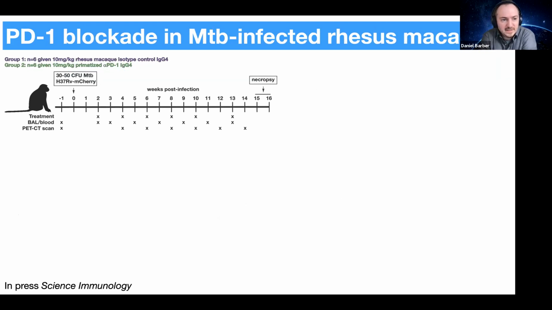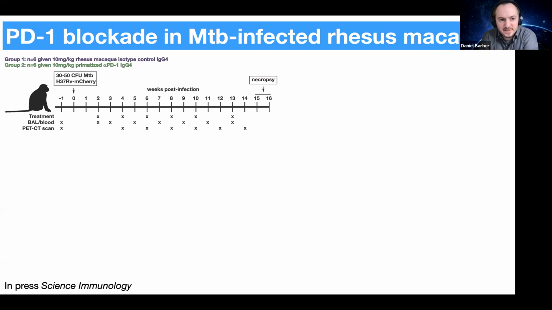And so we designed the study where 6 macaques were given isotype control and 6 macaques were given anti-PD-1 starting at 2 weeks post-infection and continuing out to week 15 and 16 where necropsies happened. We picked 2 weeks because we wanted to let the bug take and grow initially for some time before we started the intervention. But 2 weeks is right around where T cells are first probably starting to get primed in the macaque. And so that's when we started blockade.